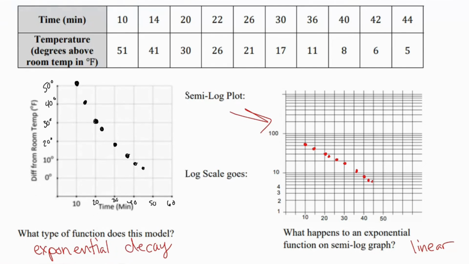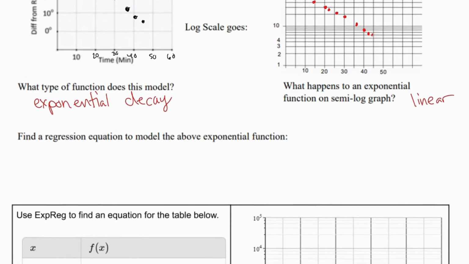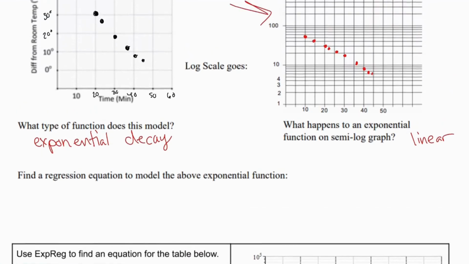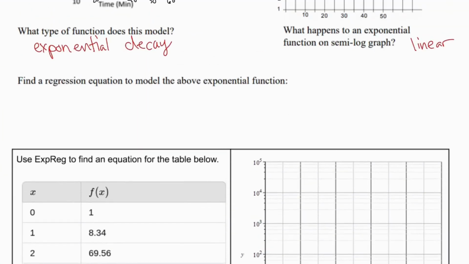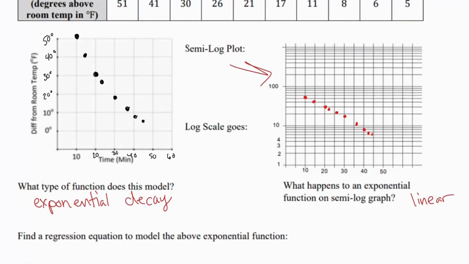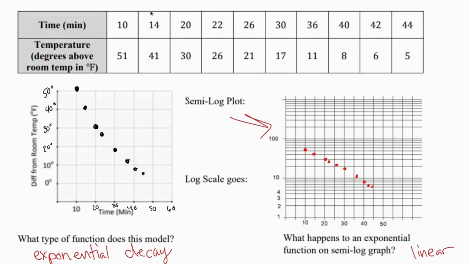Okay, all right. Find a regression equation to model the above exponential function. Let's skip that because we're just going to do that. Well, no, I'm not going to skip it. I'm not about to skip, even though I don't want to. So I'm going to run to my calculator, type that in, and find out what the exponential regression model is for those values. Let's do it now.